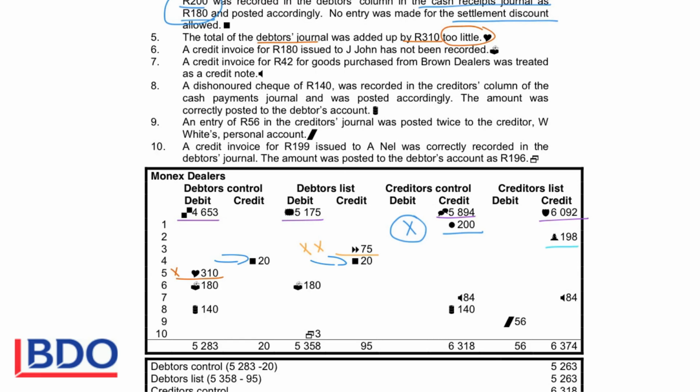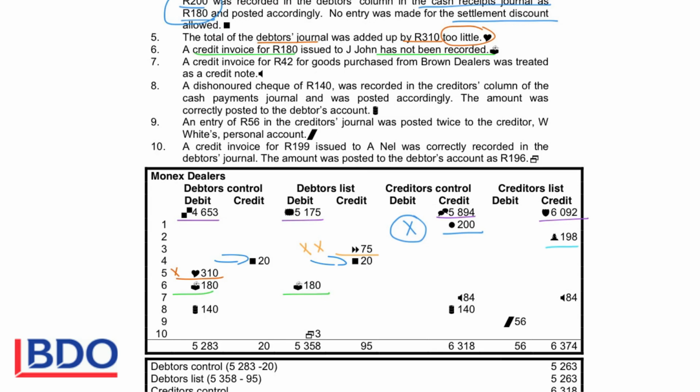A credit invoice for 180 that was issued has not been recorded. It has not been recorded at all. That means you have to record it in both the debtors list and in the debtors control. When we issue an invoice, it means the debtor bought goods from us and he owes more money. So I will increase my debtors control account and I will increase the individual account of the debtor. Therefore, the debtors list will increase.